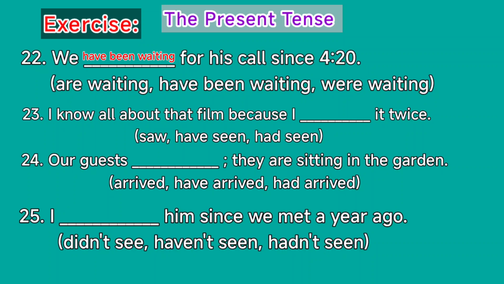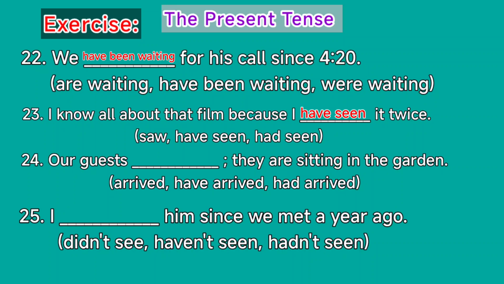Next, I know all about that film because I dash it twice. I dash it twice means something, an experience. We have done something earlier, but the impact is still there in our mind. We use present perfect tense, right? So present perfect is here, have seen. I have seen that twice.